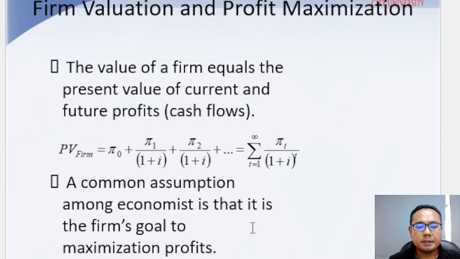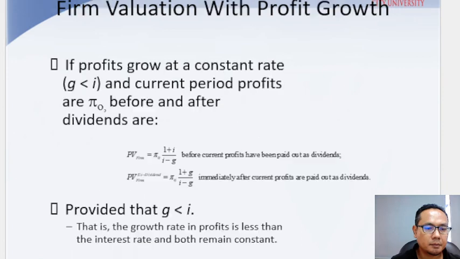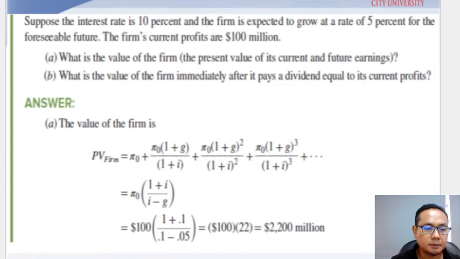Okay, maybe we can see another example here. Suppose the interest rate is 10%, and the firm is expected to grow at the rate of 5% for the foreseeable future. So the firm's current profit is $100 million. What is the value of the firm, the present value of its current and future earnings? And what is the value of the firm immediately after it pays a dividend equal to its current profit?